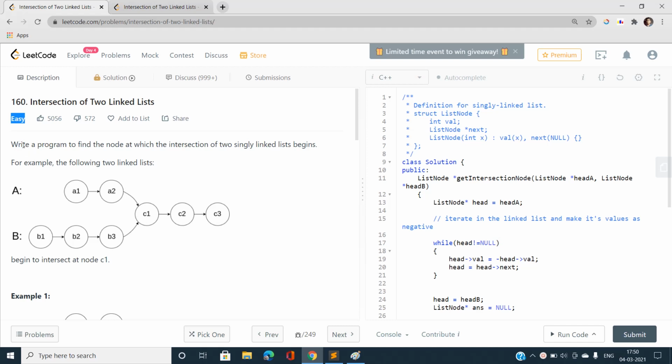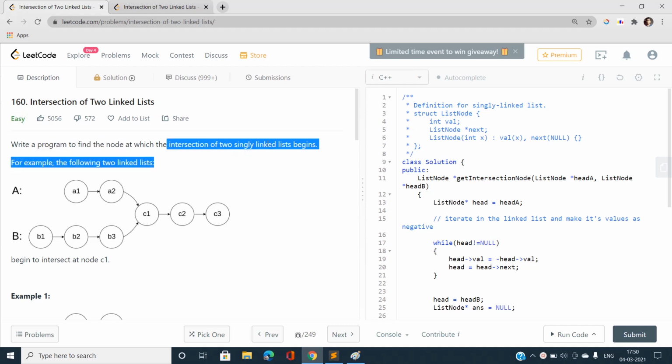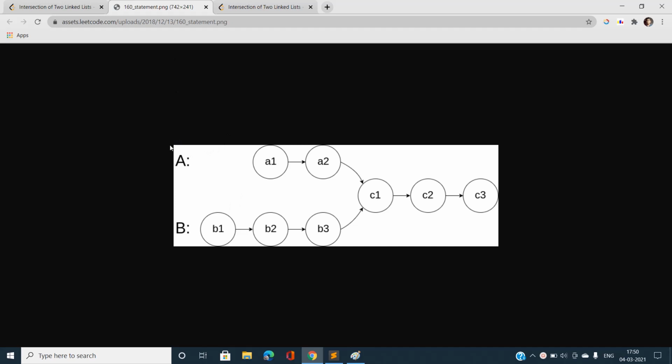In this problem we have to write a program to find the node at which the intersection of two singly linked lists begins. For example, suppose this is our linked list, that is linked list A, represented by A1, A2, C1, C2, C3, and linked list B is going to be represented by B1, B2, B3 followed by C1, C2, C3. So there are two linked lists, but there is an intersection point, that is the point which is common to both the linked lists, and also it is the very first point of the common intersection, that is going to be C1 as you can see here.